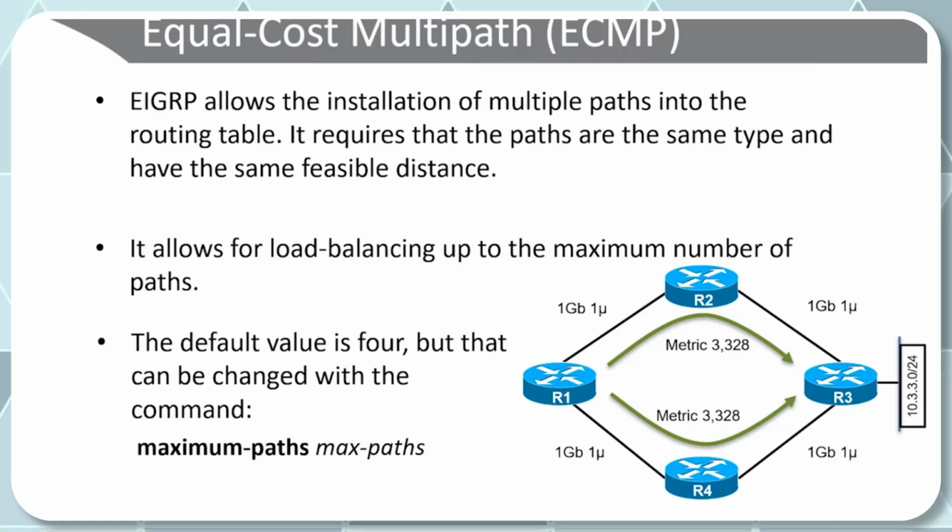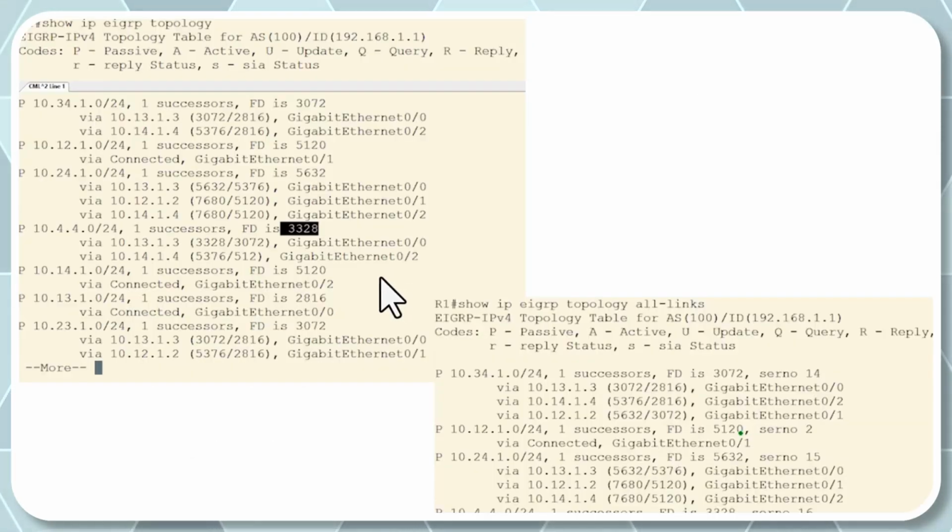Equal cost multipathing. Now as you can see here we have two paths. Here the metric is 3328, 3328. Obviously the traffic will go through both paths. EIGRP allows installation of multiple paths into a routing table. It requires that the paths are the same type and have the same feasible distance. So the feasible distance is the same, this one.